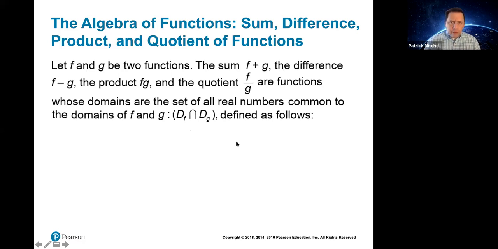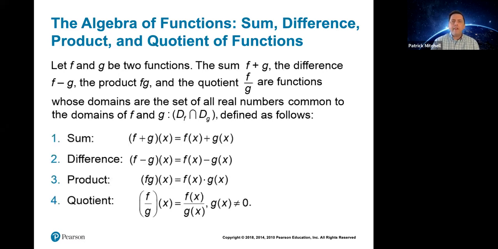So in English, what this is saying is that in order for a number to make it into the domain of one of your new functions, it has to be in the domain of both of the original functions. Remember, the intersection of two sets is all the numbers that they have in common. And that'll come up in at least one example.